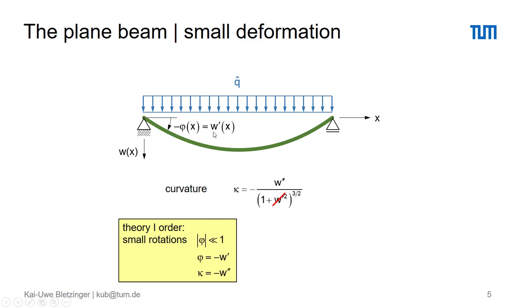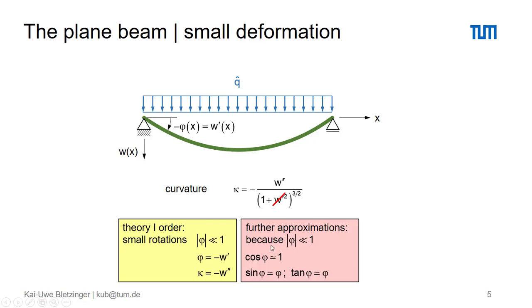And if we apply this simplification, that W prime is equal to phi, and phi is very much smaller than 1, you see that we can neglect the W prime squared, which becomes even smaller against 1. So we can take it out of here, and we receive that information where I'm almost sure that everybody of you knows that the curvature of the beam is the negative second derivative of the deflection line. That's exactly what we use in theory of first order. So we can write kappa equal to minus W double prime.